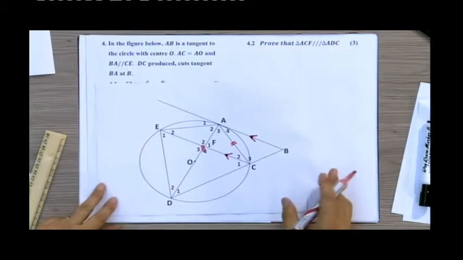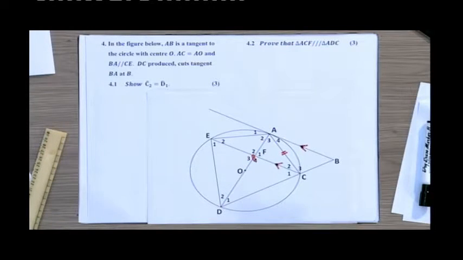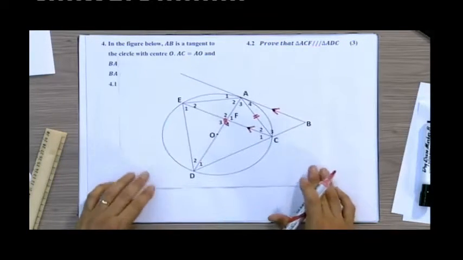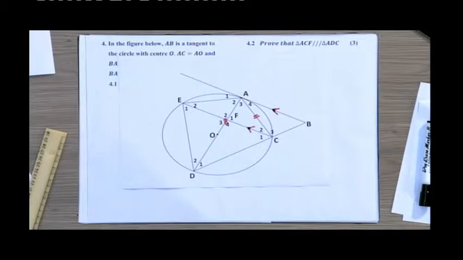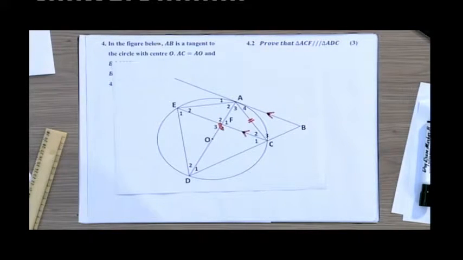So what do they ask? Show that C2 is equal to D1. Now, grade 12s, looking at sketches like this, what is very frightening is, sir, where do I start? The information they give you, people, you must work with that. They don't give you parallel lines for nothing. It is there for a purpose. You must use it. They don't say that AC and AO are equal for nothing. You have to use it.